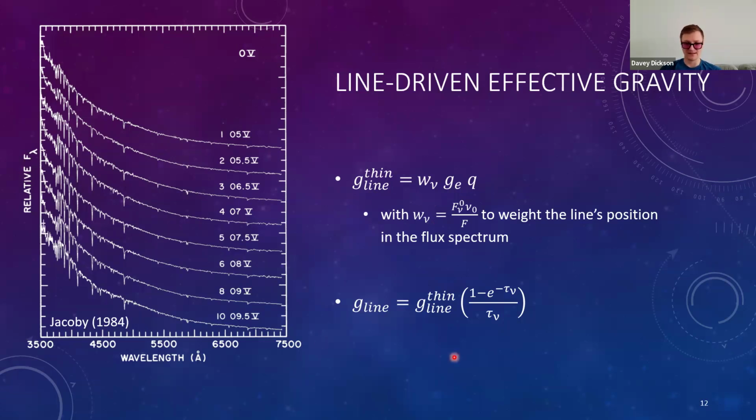And then we can apply a first order correction to get an estimate, again, using these initial assumptions to determine what a single line would contribute, even if it isn't a thin line contributor.